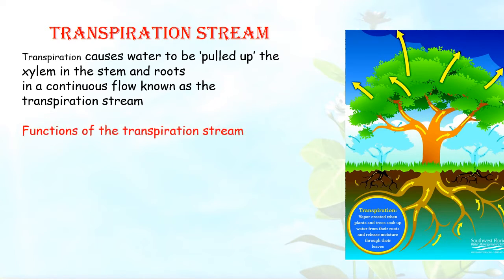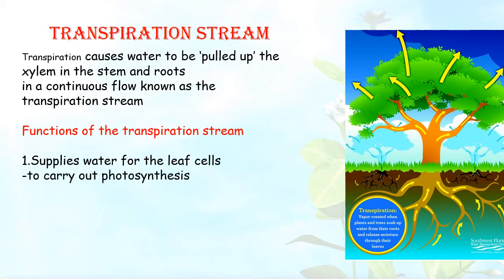What are the functions of the transpiration stream? First one, it supplies water for the leaf cells. This is very important as leaves undergo photosynthesis. We know that water is a raw material for photosynthesis. Second one, it carries mineral ions dissolved in water. Roots absorb mineral ions from the soil. From the roots to the leaf and to the other parts, they need to be transported. This transportation is done by the transpiration stream.